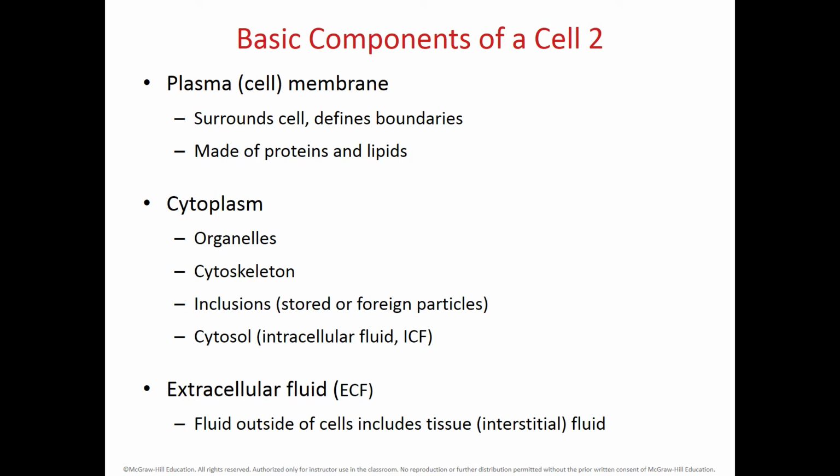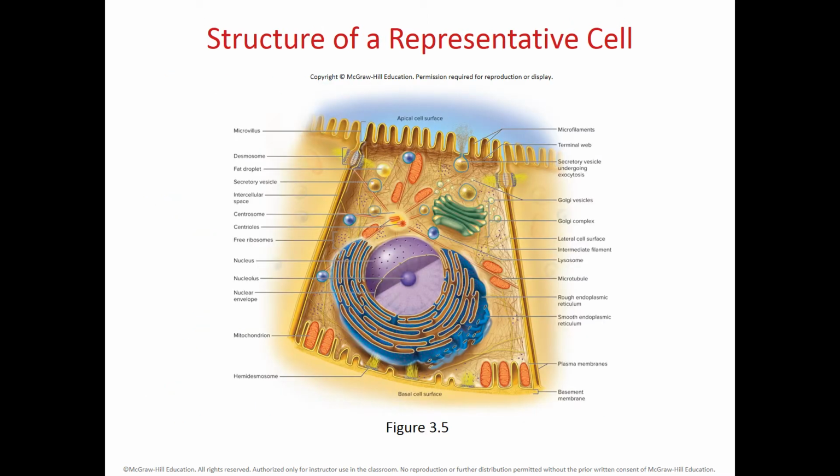Now the plasma membrane, as we said, sets a boundary for the cells. So any fluid outside of the plasma membrane is going to be called extracellular fluid, also known as tissue fluid or interstitial fluid. So this is the structure of a representative cell, in which you have here the plasma membrane, you have the cytoplasm with its organelles, and then you have the nucleus in here.